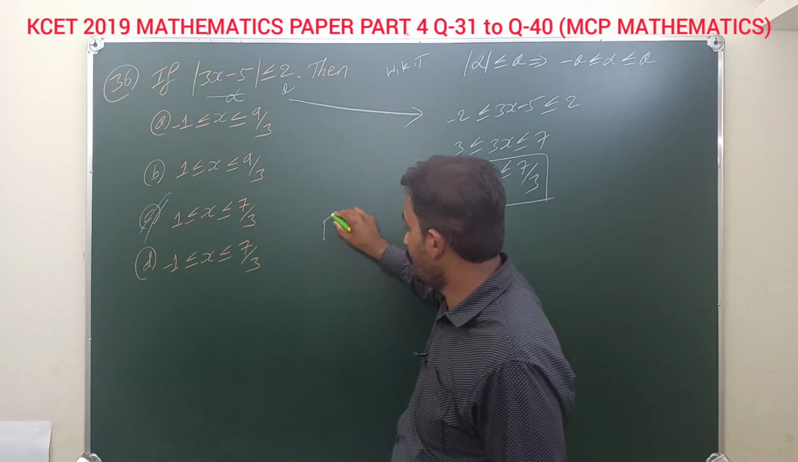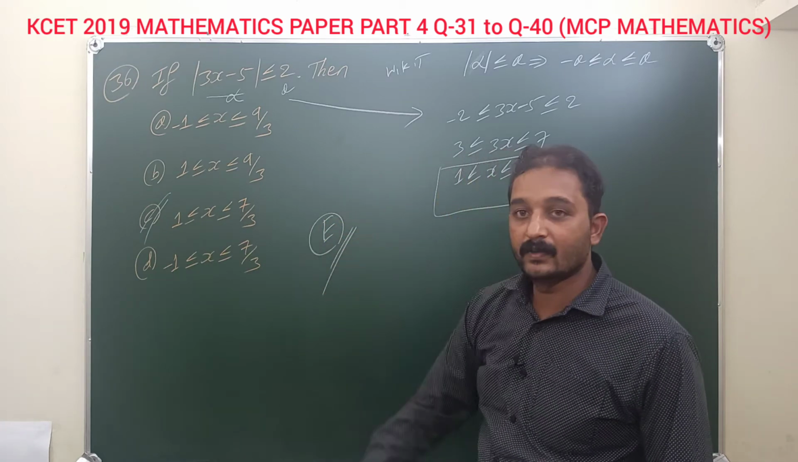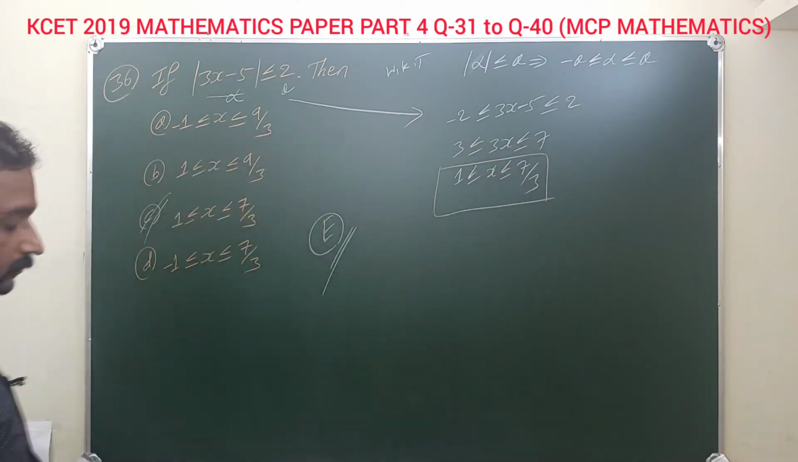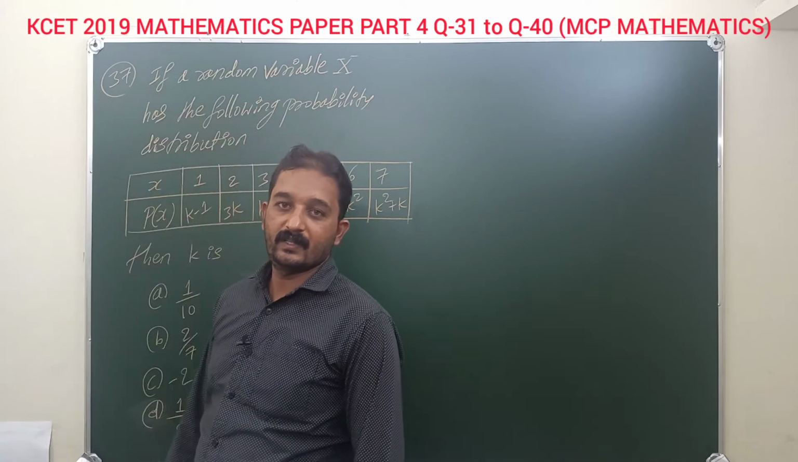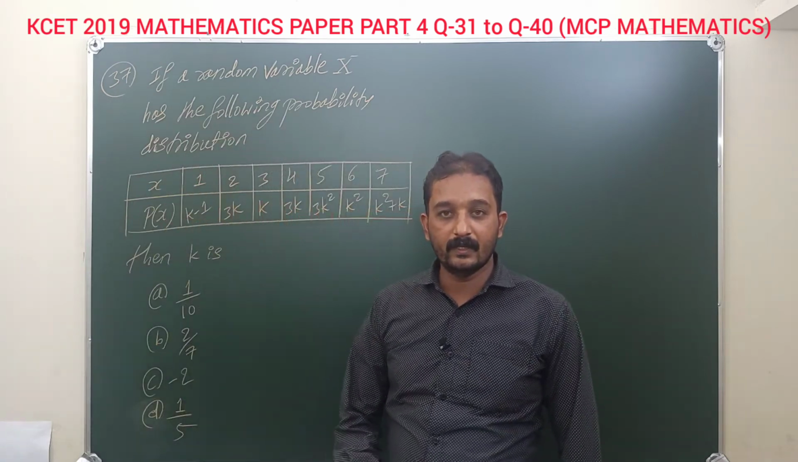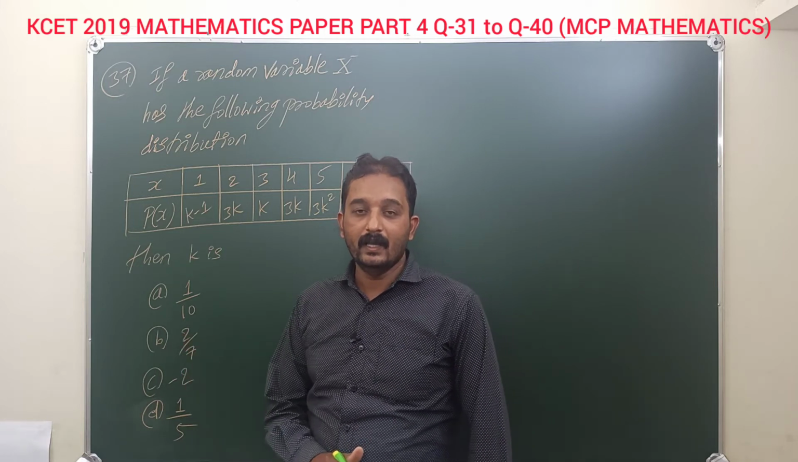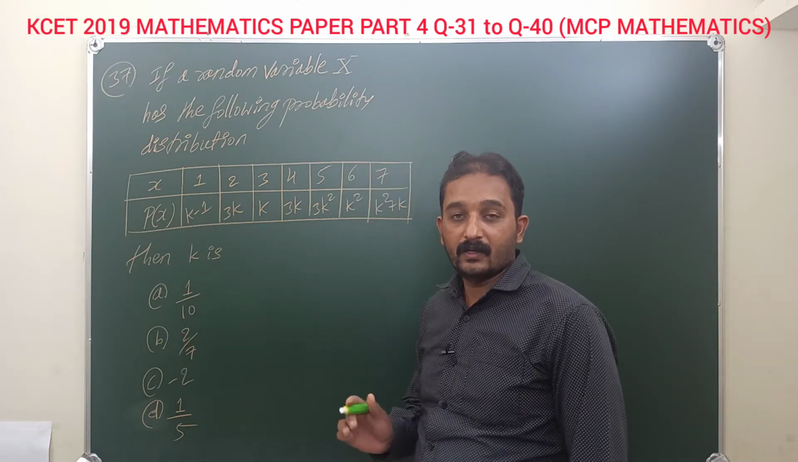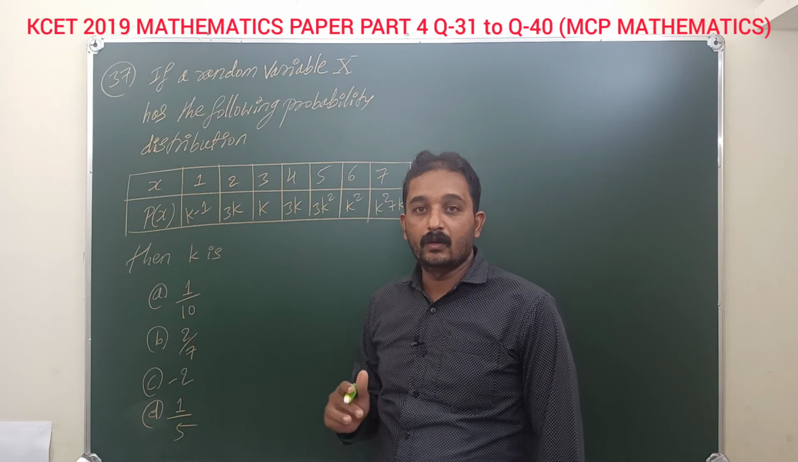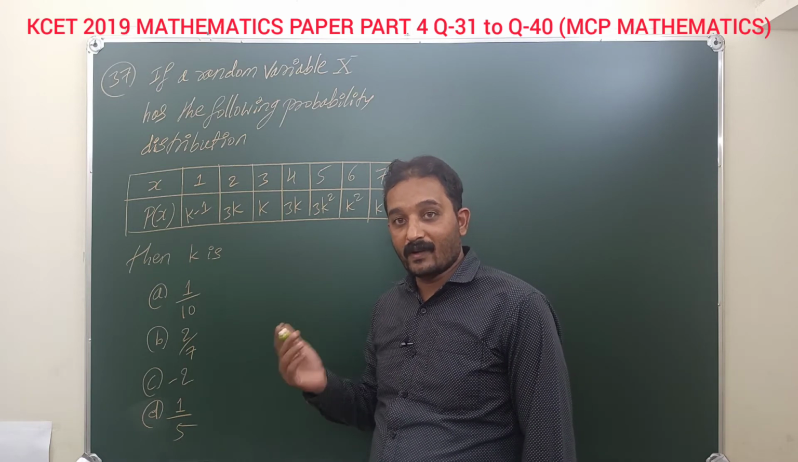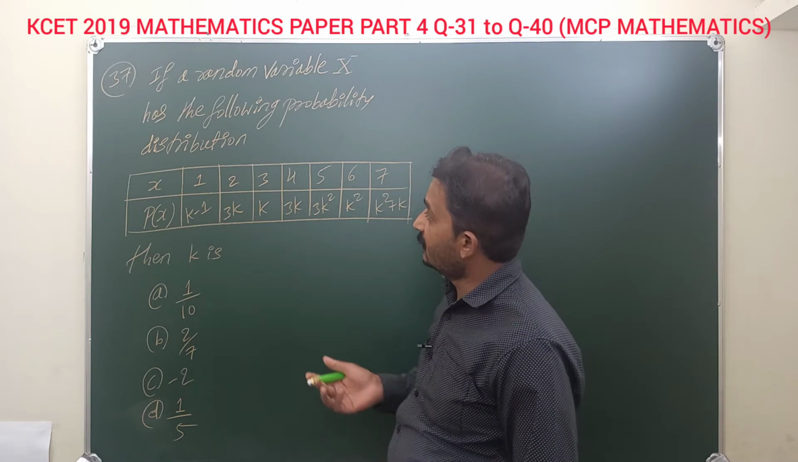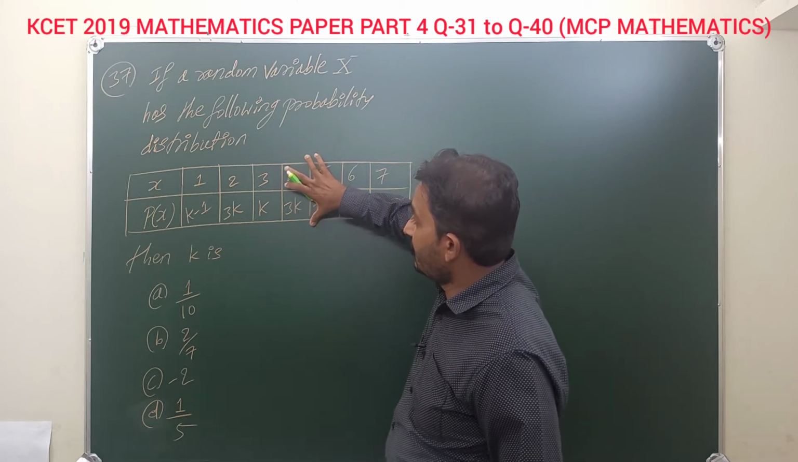So it is an easy question, all the students can solve this question. Take it down. Now let us move on to question number 37. This question is based on the chapter Probability. Usually they ask 5 or 6 questions on this chapter in KCET. Let us take the first question. Particularly this question is based on the topic probability distribution of a random variable. Here the probability distribution of a random variable is given.